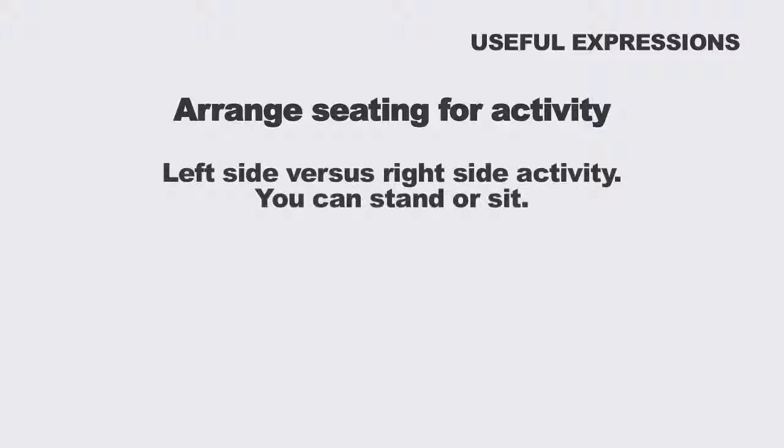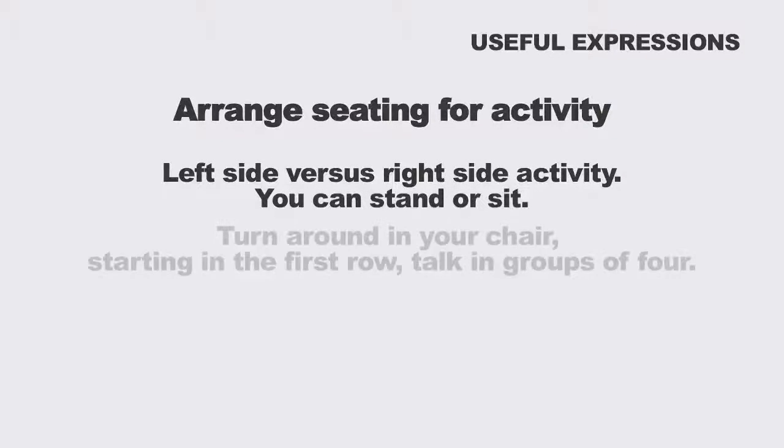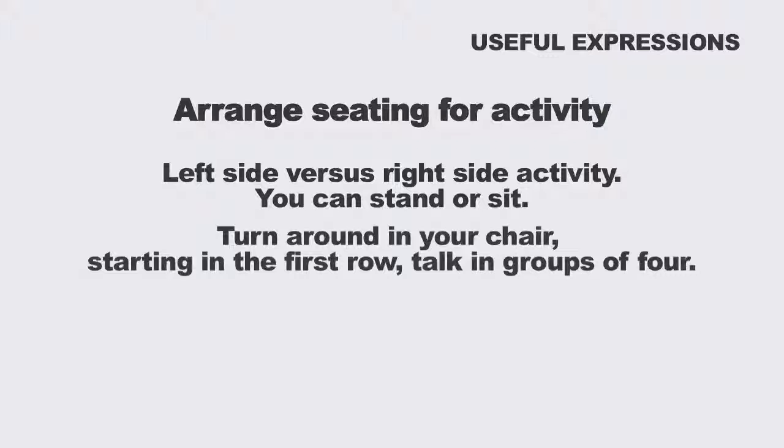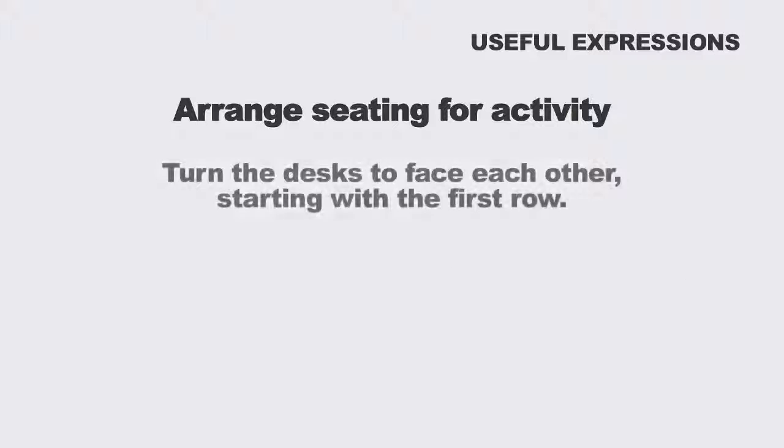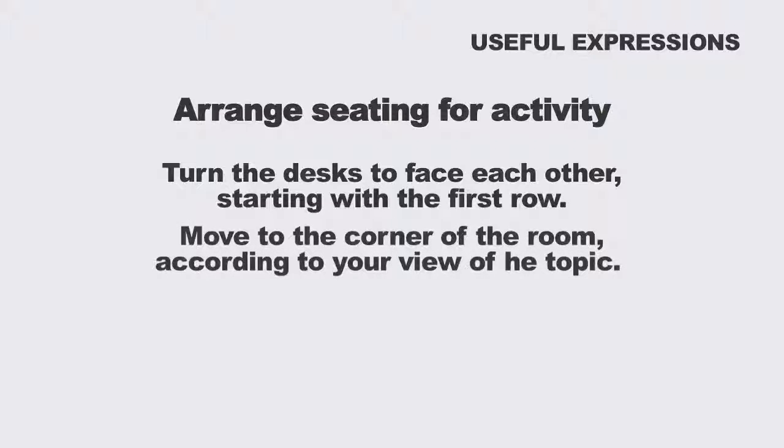Left side versus right side activity. You can stand or sit. Turn around in your chairs, starting in the first row, talk in groups of 4. Discuss in pairs. Move the desks into a U shape, like this. Turn the desks to face each other, starting with the first row. Move to the corner of the room according to your view of the topic.